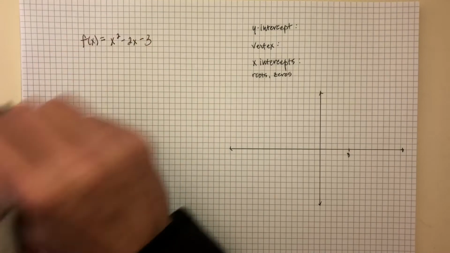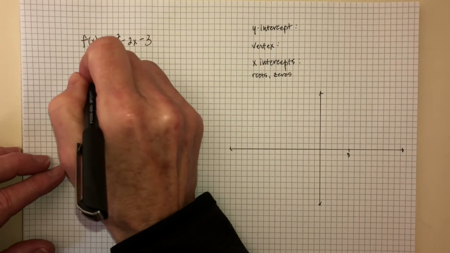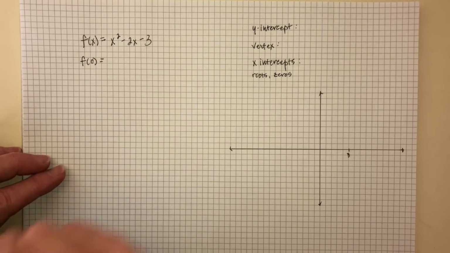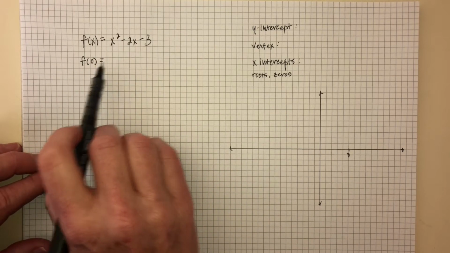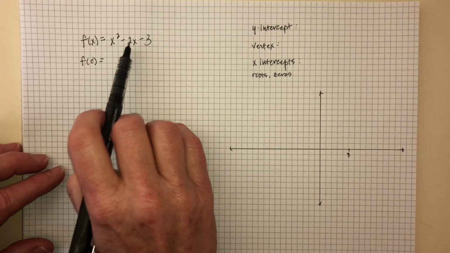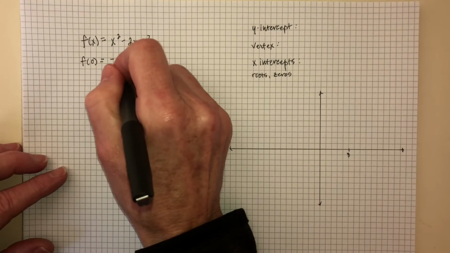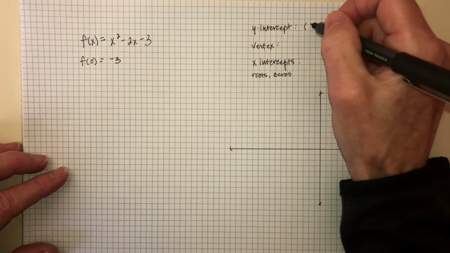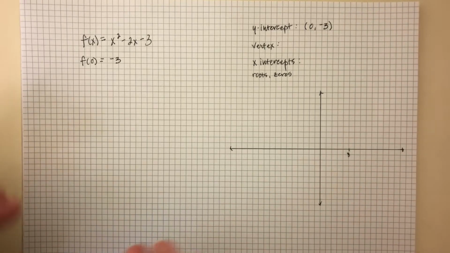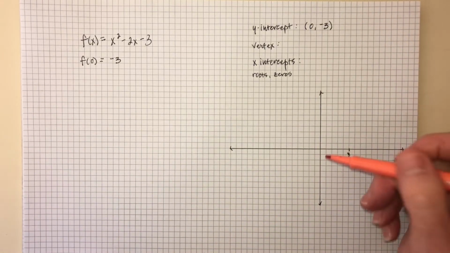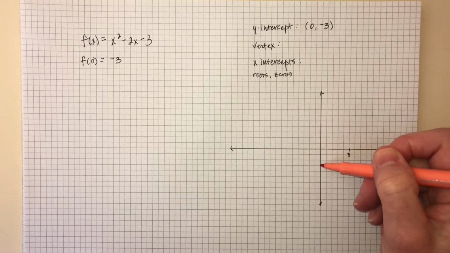All right, let's start with the y-intercept. That's the easiest one because it's just what happens when x equals 0. So the function value at 0, well, this term zeroes out, and so does that term. So we're just left with f of 0 equals negative 3. So that's our point, 0, negative 3. So we can plot that over here, 0 for the x value, and then 1, 2, negative 3.